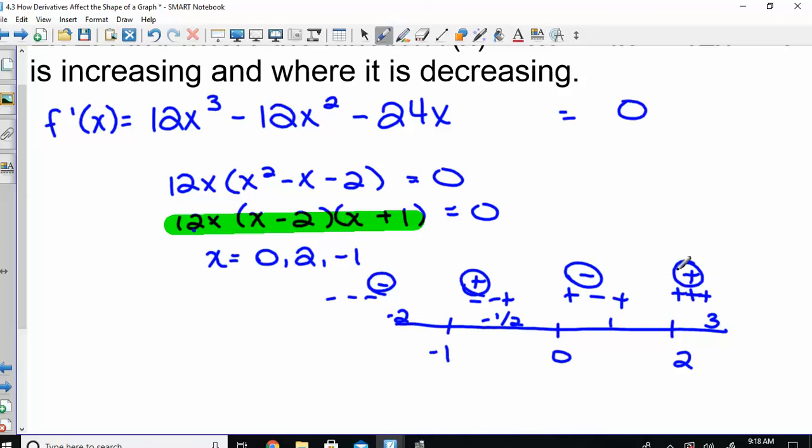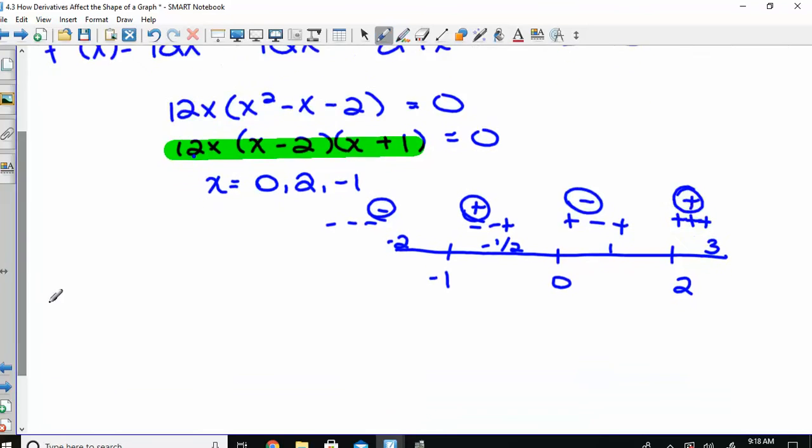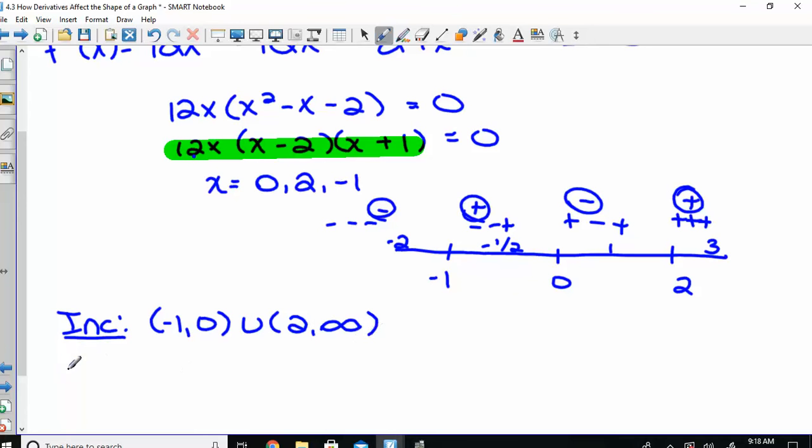So now we just have to answer the question. I want to know increasing and decreasing. So the positives are where we are increasing. So that would be from negative 1 to 0, union 2 to infinity. Then it would be decreasing from where?